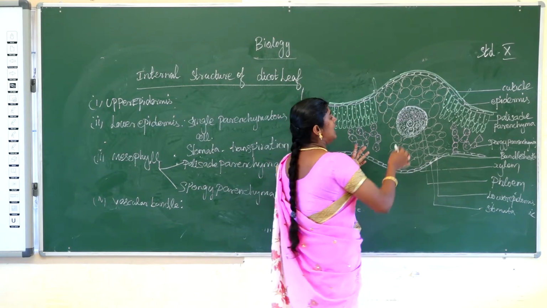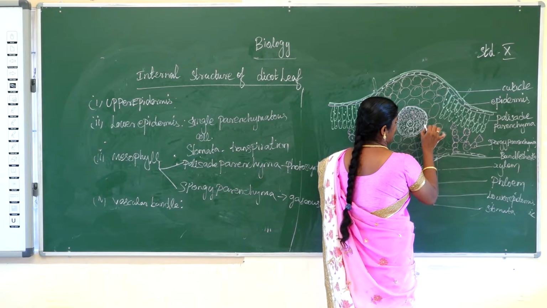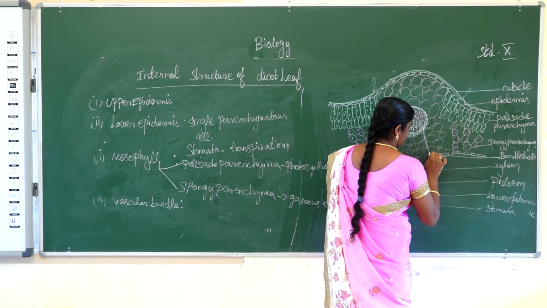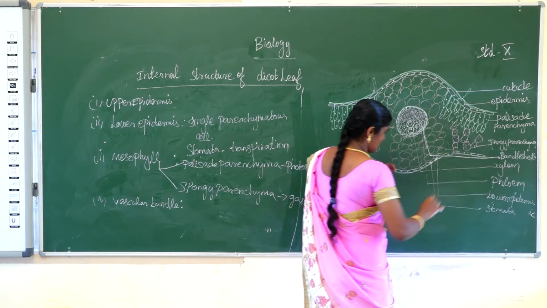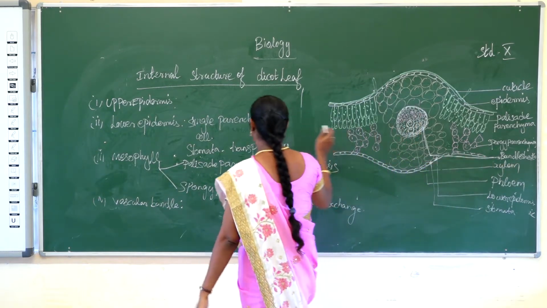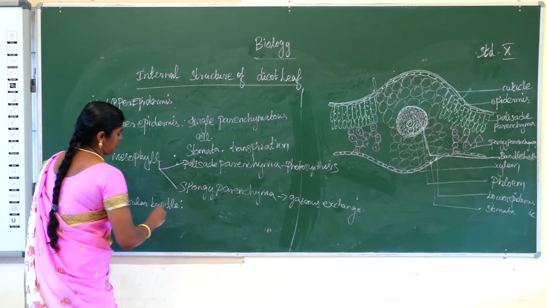Next one, each vascular bundle is surrounded by a parenchymatous sheath called bundle sheath. Next, important, the vascular bundle type is conjoint, collateral, closed type.